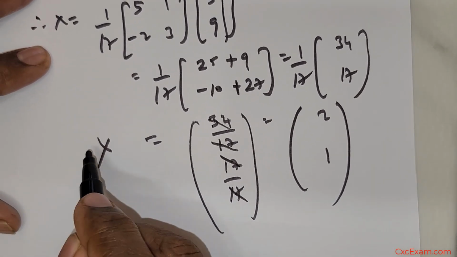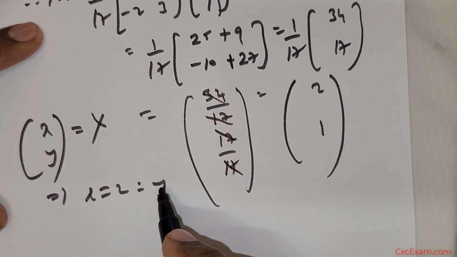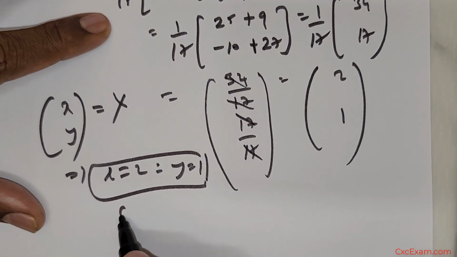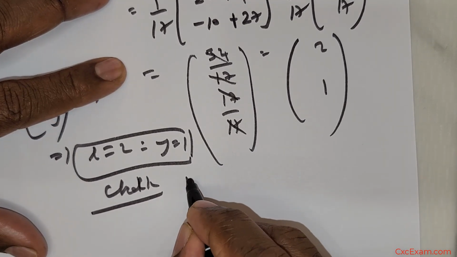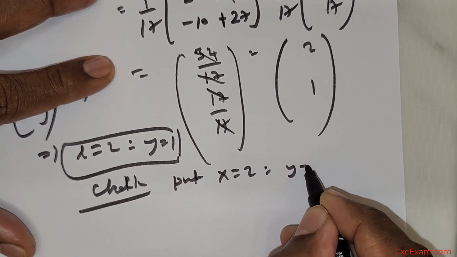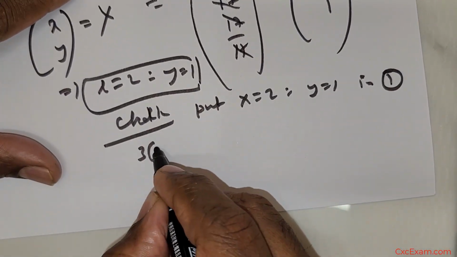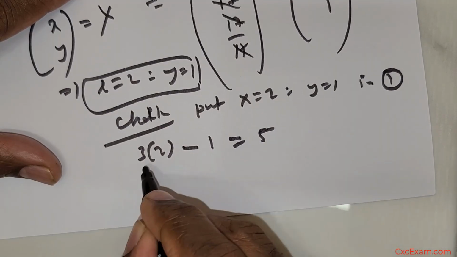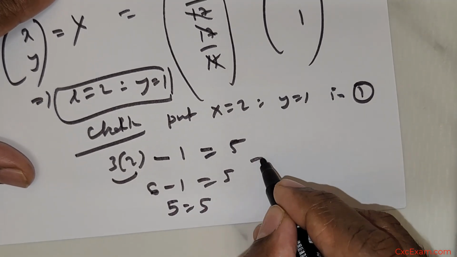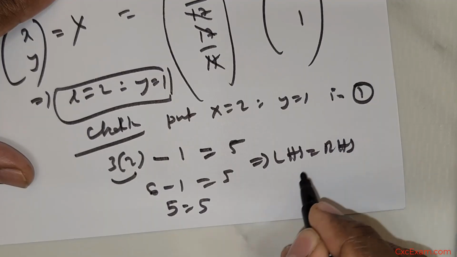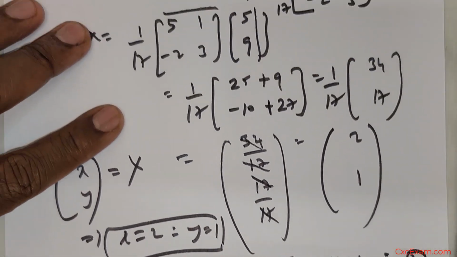On the left is actually X, but what is X? X is nothing but x and y. So this means x is equal to 2 and y is equal to 1. That's a solution, but you will have to check this. So how do you check it? You put x is equal to 2 and y is equal to 1 in equation 1. This is my equation 1. So 3 times 2, negative 1 should give you 5. So 3 times 2 is 6, negative 1 should give you 5. 6 negative 1 is 5, 5 is equal to 5. This means left hand side is equal to right hand side. Therefore the solution is true. Okay, so that completes this paper.